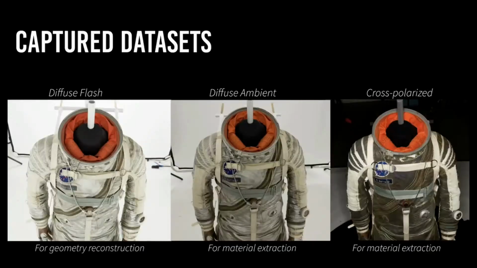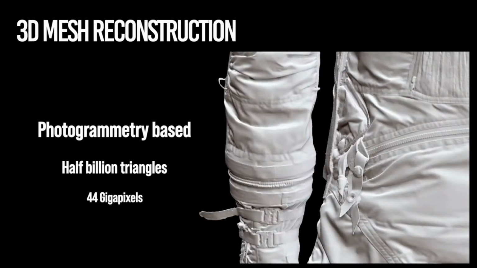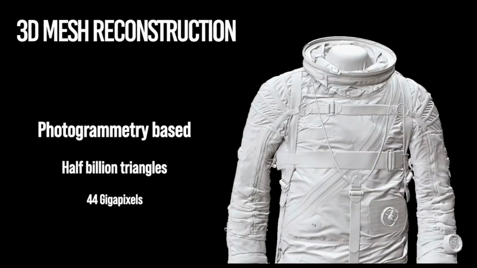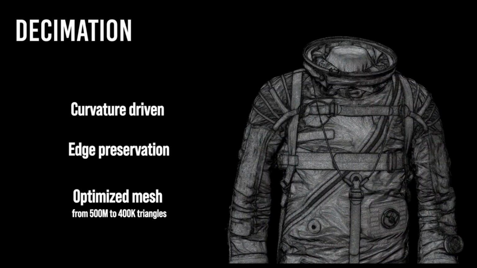After this first phase of scanning, the team had a diffuse flash version for geometry reconstruction, as well as a diffuse and cross-polarized version for material extraction. The resulting raw model was 500 million triangles, 44 gigapixels. We were able to decimate it down to 400,000 triangles using custom decimation technology.